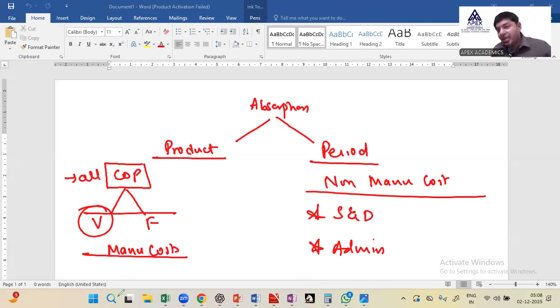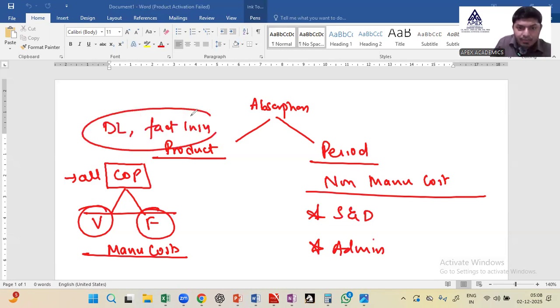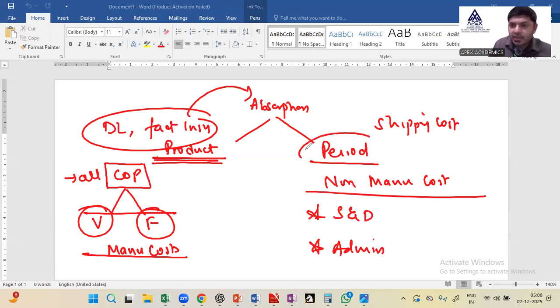Direct labor is a variable cost of production, and with respect to your factory insurance, which is fixed, it becomes a fixed manufacturing cost. So both direct labor and factory insurance under absorption costing become product costs, whereas shipping cost is nothing but a selling and distribution overhead, therefore it becomes a period cost.